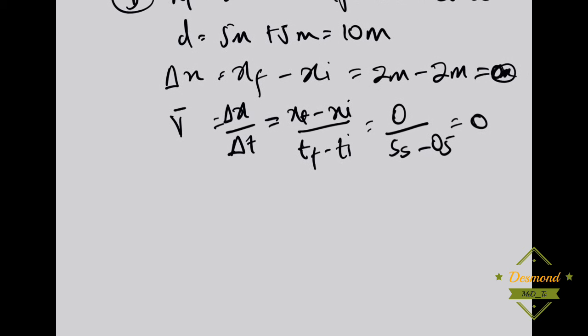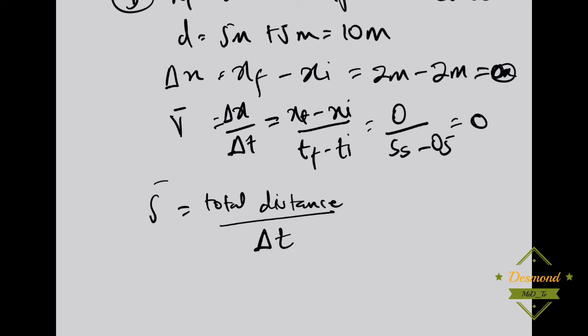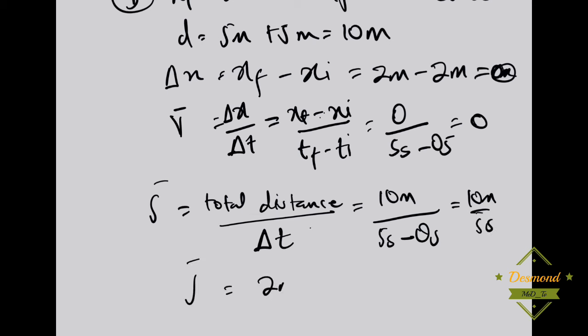Now finally the average speed here. With our average speed, we'll have the total distance on the change in time. The total distance, we know, is 10 meters. Then with our change in time, we have 5 seconds minus 0 seconds, which will be 10 meters on 5 seconds, so our average speed will be 2 meters per second. As you can see, the average velocity is 0, while the average speed is 2 meters per second, since the latter depends only on the total covered distance. That's the reason why we have this answer here, right?